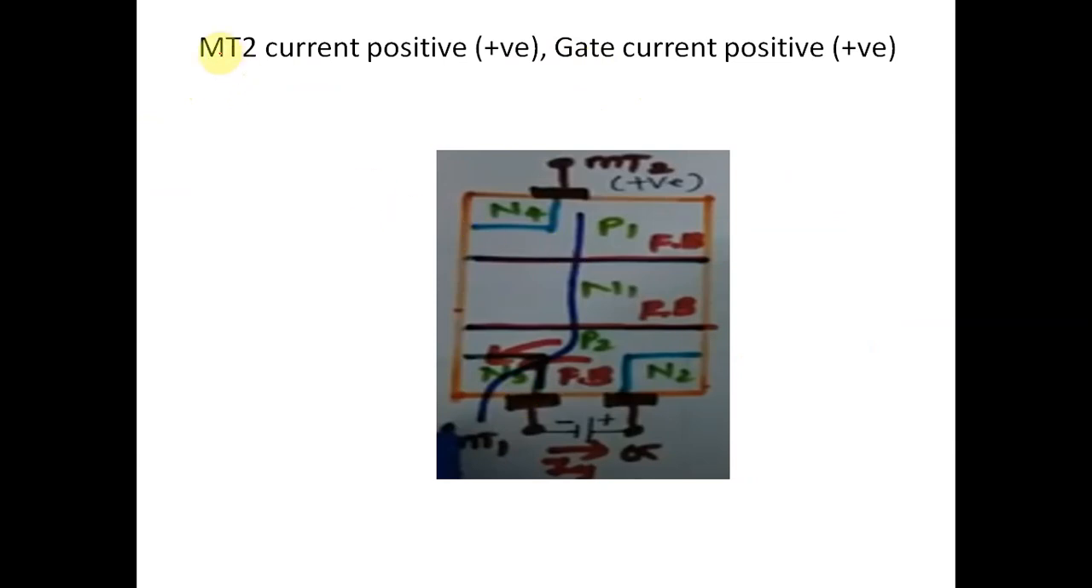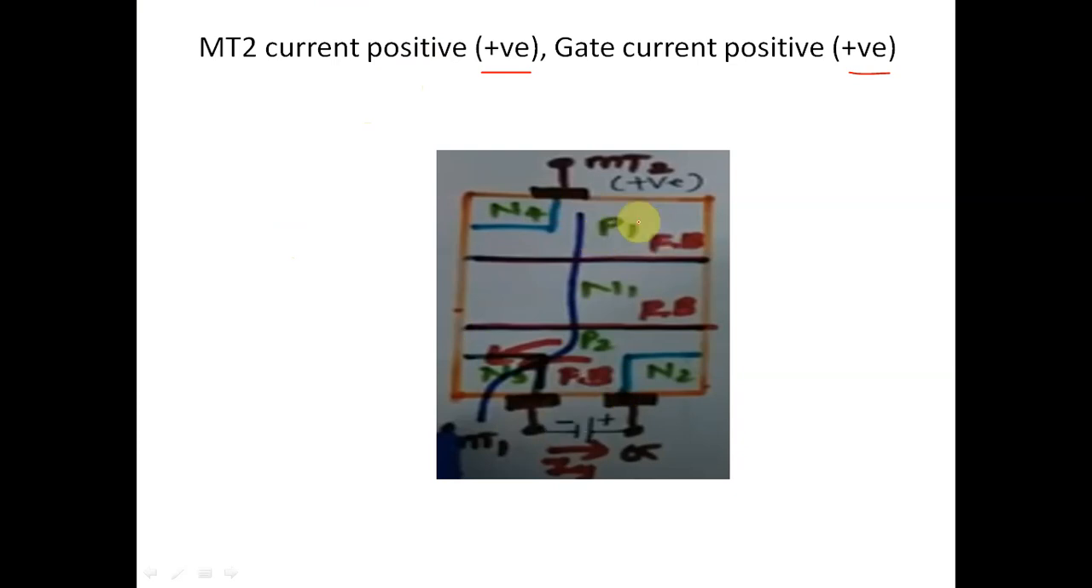In first mode, MT2 current is positive and gate current is also positive. Both currents are positive. So how does the triac work in mode first? Look here, this is the diagram for the mode first operation.